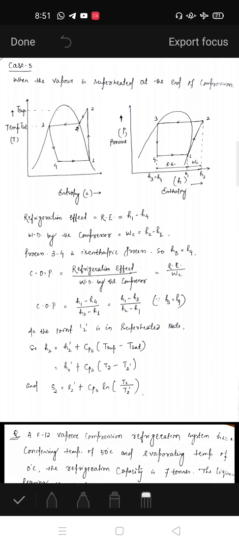How? As point 2 is in the superheated state, just apply the relationship from the properties of pure substance, that is H2 will be H2 dash plus specific heat of vapor times T superheated minus T saturated. Here T superheated means the temperature at point 2, and T saturated means the temperature at point 2 dash. Similarly you can find the entropy also: S2 will be S2 dash plus Cp ln T2 by T2 dash. Clear, students?